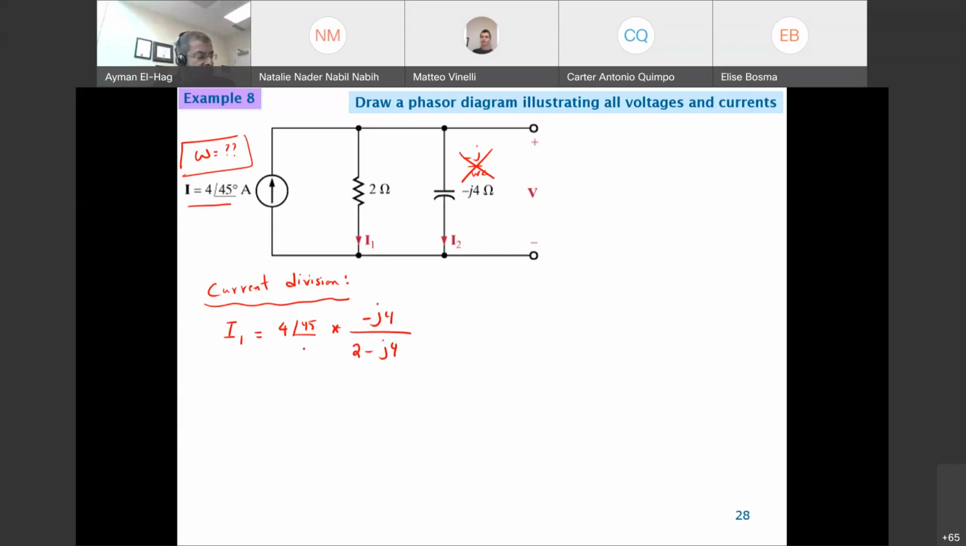Now I have here a multiplication. I multiply a polar with rectangular, so I cannot do this. And since we have division as well, it's better to have everything in polar format. So this is equal to 4 angle of 45 times... Now here comes the software I showed to you. You can use that. So minus J4 is nothing but 4 angle of minus 90.